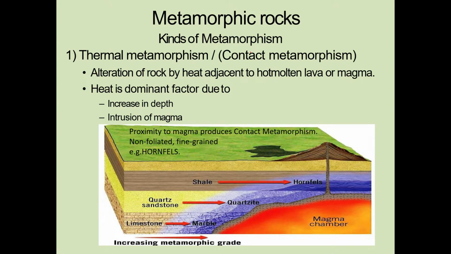Kinds of metamorphism. It can be thermal metamorphism, and that is also known as contact metamorphism. Contact means it is coming in contact. With what? That is thermal, that is heat. Alteration of rock by heat adjacent to hot molten lava or magma. Heat is the dominant factor over here.